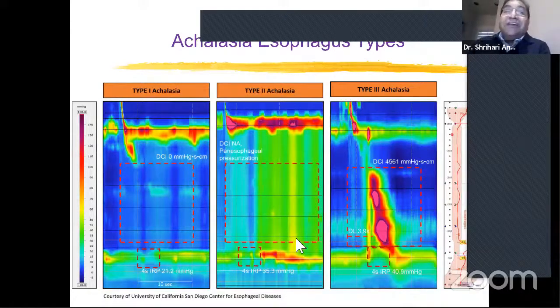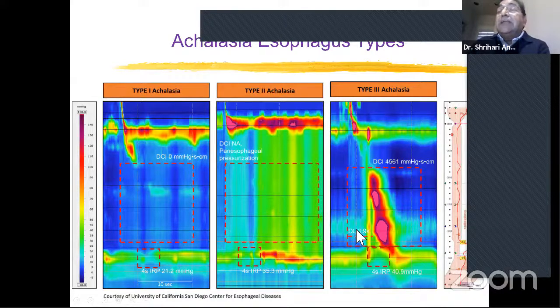So this is achalasia esophagus. Again, I took this from the paper on the new Chicago classification. Type 1 achalasia, where the key parameter in all of this is that the lower esophageal sphincter doesn't relax. And then you don't have peristalsis in all of them. The difference is in how the esophageal contractility looks. In type 1 achalasia, there is no contractility, very little in the smooth muscle portion. In type 2, you have what we call the pressurization of the esophagus. And of course, the lower esophageal sphincter doesn't relax. IRP is greater than 15.